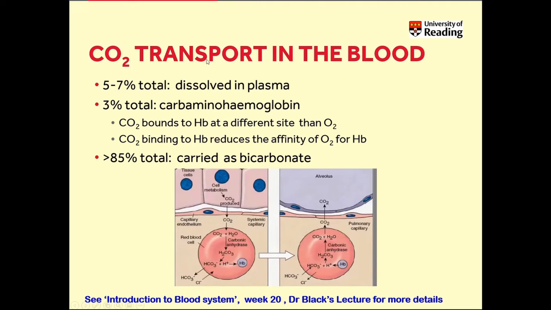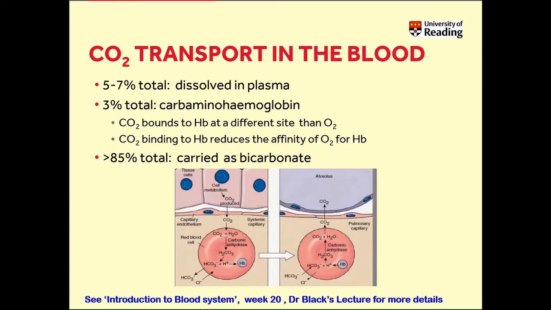How is carbon dioxide transported in the blood? Well, between 5 to 7% is dissolved in plasma. The rest is entering the red blood cells and can bind hemoglobin, and the carbon dioxide can bind hemoglobin at a different site than oxygen. As you will learn later on in more detail, the binding of carbon dioxide to hemoglobin reduces the affinity of oxygen for hemoglobin. However, the majority of carbon dioxide is actually carried in the blood as bicarbonate.